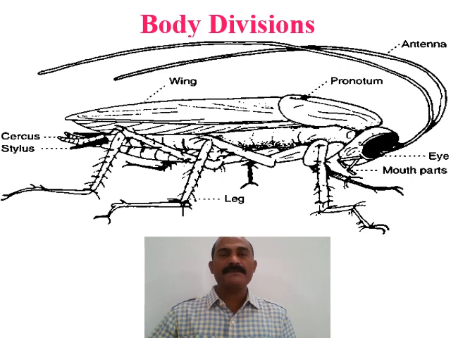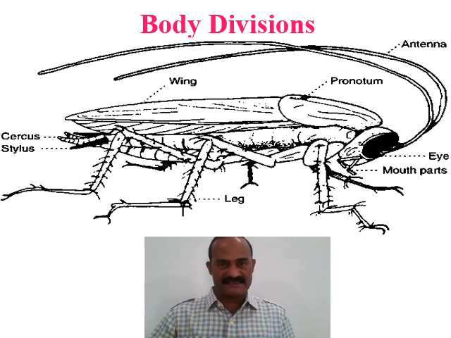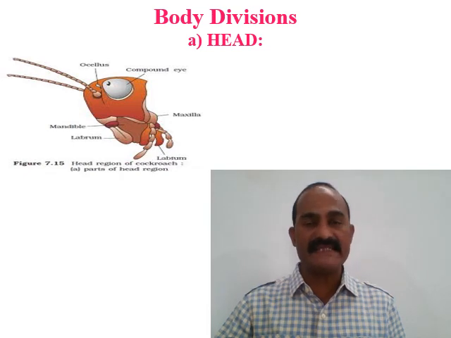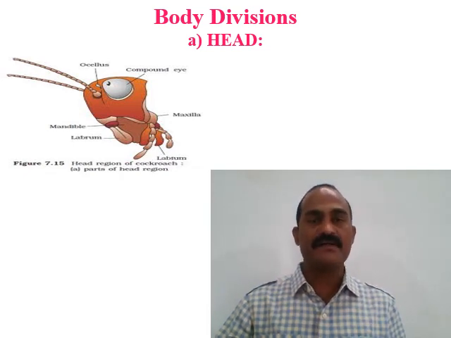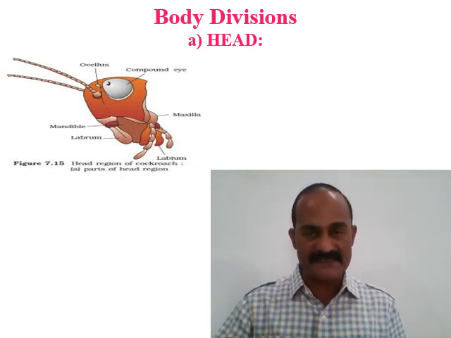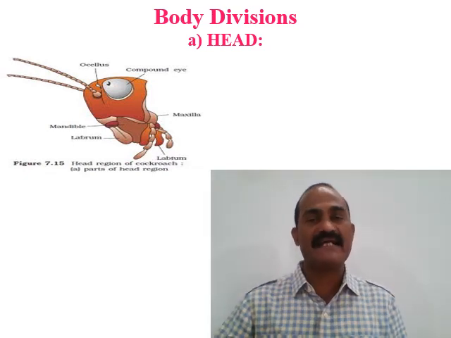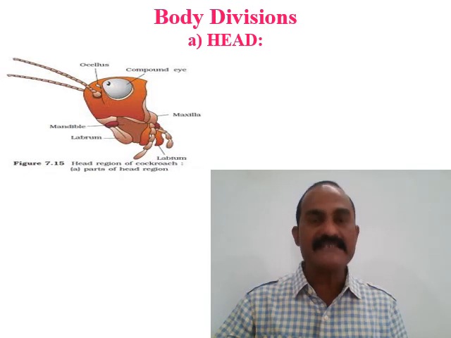Then we'll go for the body divisions of cockroaches. Now basically a cockroach body consists of head, thorax and abdomen. Here you can understand that there is no neck present in these animals. Now in body division, the first component is obviously the head, and the head of the cockroach is flat, triangular and compressed anterior-posteriorly. From the anterior-posterior surface it is compressed, and that's why it is called an anterior-posteriorly compressed head.